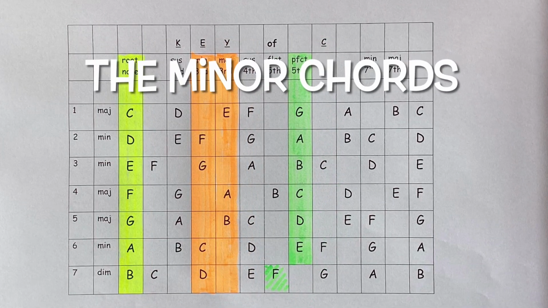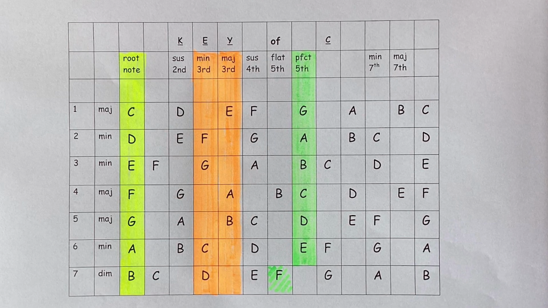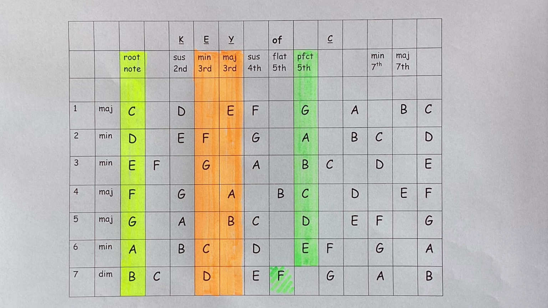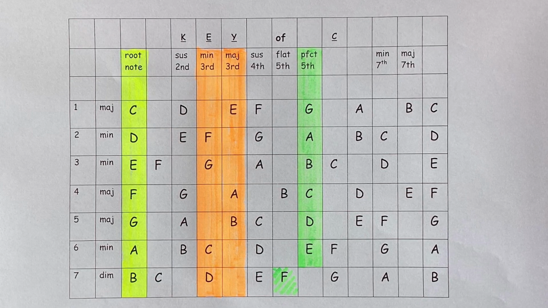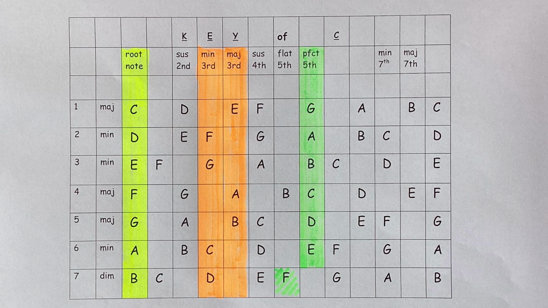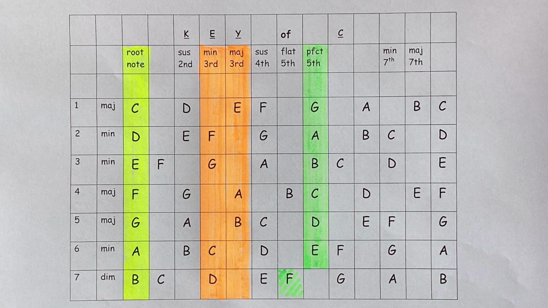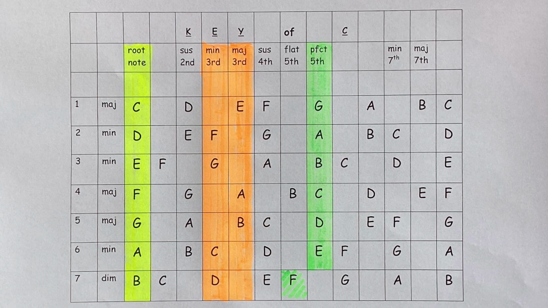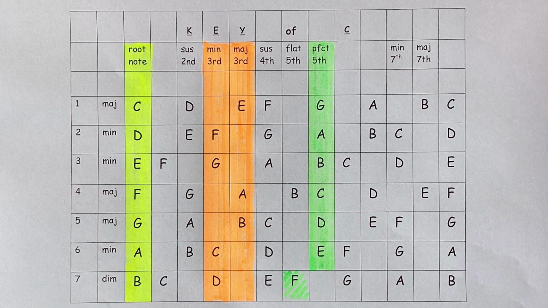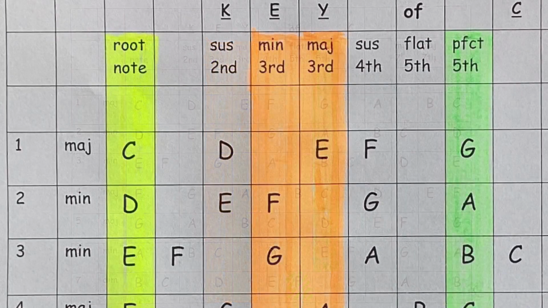Now let's look at the 2 chord, the 3 chord and the 6 chord in this key. Now you'll see that obviously they all have a root note, and you'll see they have a perfect 5th, but the 3rd is different, and this is because they are minor chords, and the difference between a major and a minor chord is just that 1 note. It has a minor third rather than a major third.